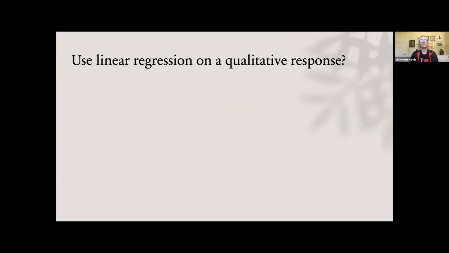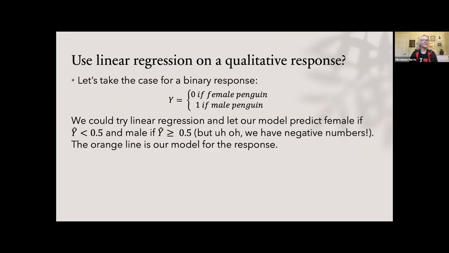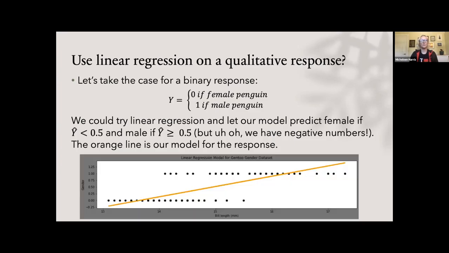What if we use linear regression on a qualitative response? This is an interesting question, right? Let's take this case of a binary response, male and female, and we're going to say zero if female, one if male, as our response. We want probabilities, but we're going to try linear regression and see what happens. Let's say our response is female if it's less than 0.5, male if it's greater than or equal to 0.5. So we plot that, and you can see at one, these are all the male penguins and their bill depth. At zero, these are the female penguins. Sorry, I might have misspoken. Bill length is the label here.